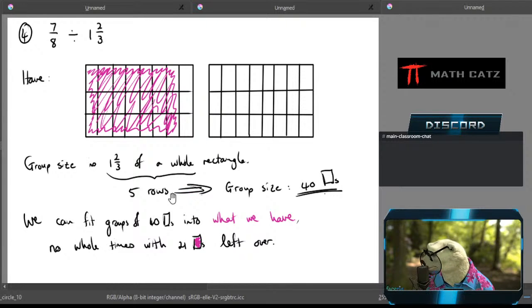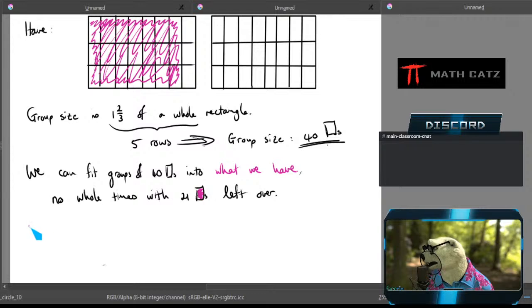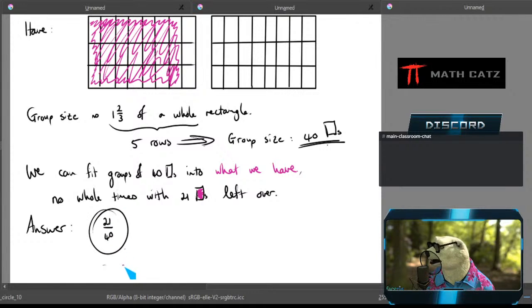So the question is simply then, what is my answer for the number of times I can do this fitting in, or how many times I can fit a group in, how many groups can fit in, or whatever wording you want to use. I can fit in 21/40ths of a group. Can't even get a whole group in. I can get a little portion of a group. Approximately half, but it's not exactly half. And that is it.